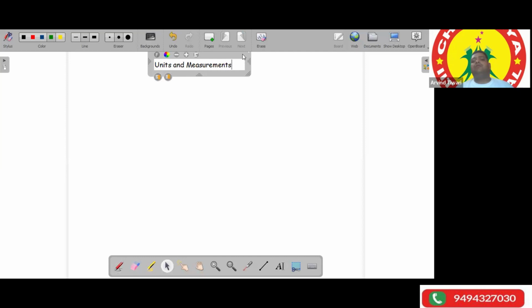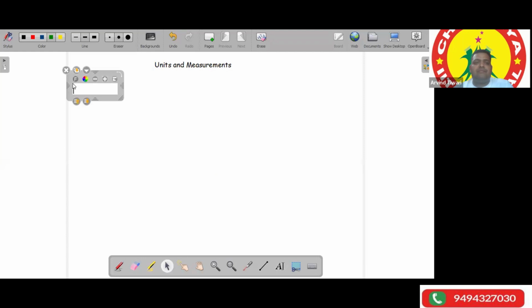See, the very first chapter in your physics is units and measurements. Here we are going to study how we measure things and why we need to measure them. What are the things that we measure? Is everything measurable? Can we measure anything?